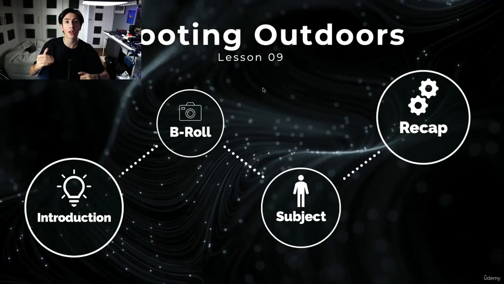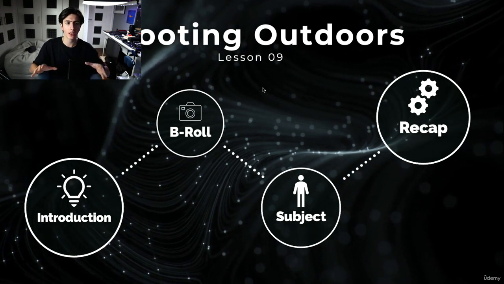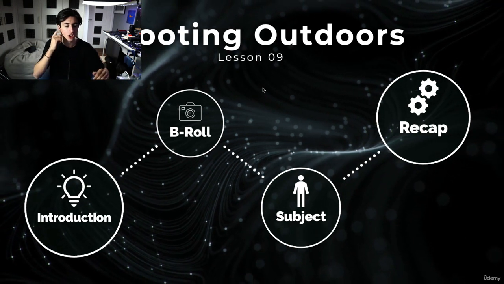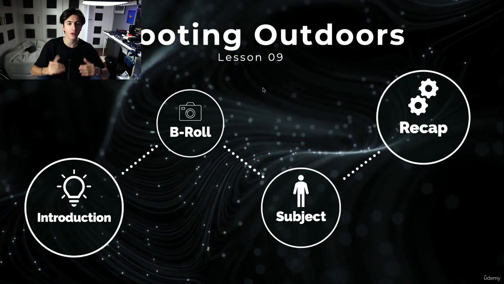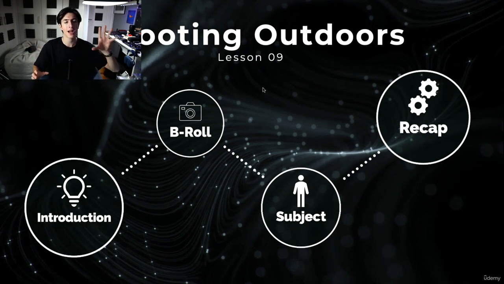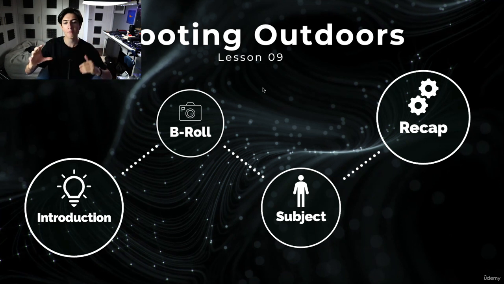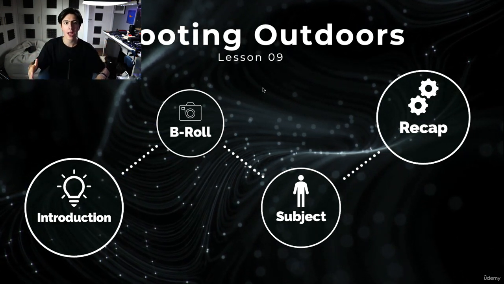So, ladies and gentlemen, welcome to the 9th lesson of this course, in which we're going to be talking about shooting outdoors. This is going to be our lecture outline. We're going to start with the introduction, then we're going to move into the two different subcategories of shooting outdoors. Again, shooting B-roll, so a subject without actually talking to the camera, and then shooting a subject while talking to the camera, the so-called A-roll.